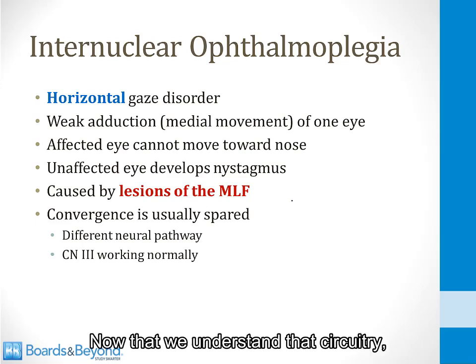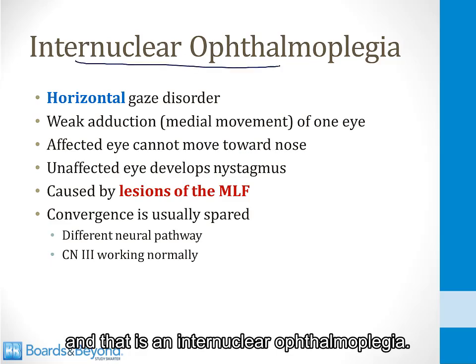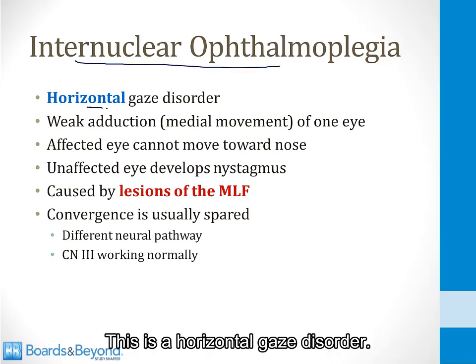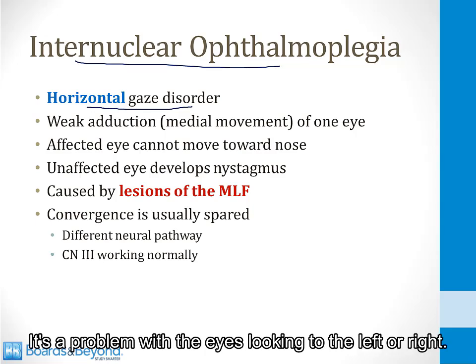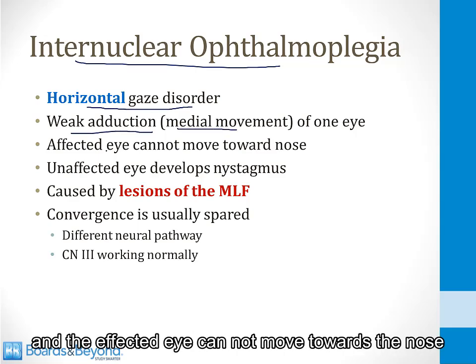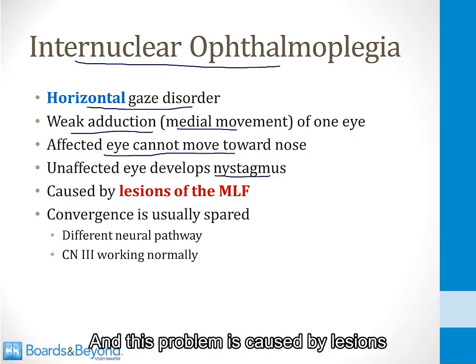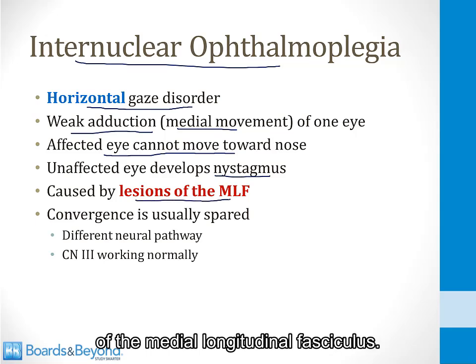Now that we understand that circuitry, let's talk about our first conjugate gaze palsy, and that is an internuclear ophthalmoplegia. This is a horizontal gaze disorder. It's a problem with the eyes looking to the left or right. It involves weak adduction, which is medial movement of one eye, and the affected eye cannot move towards the nose because of weak adduction. The unaffected eye develops nystagmus, which we'll talk about in a minute, and this problem is caused by lesions of the medial longitudinal fasciculus.